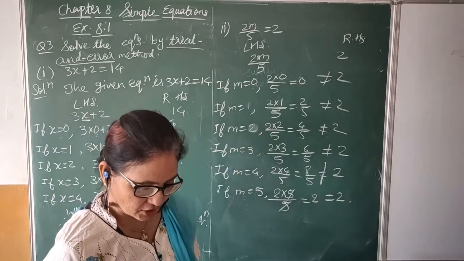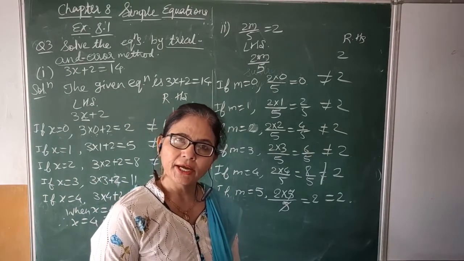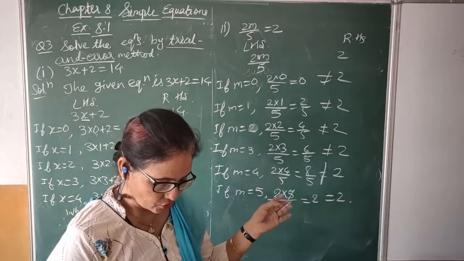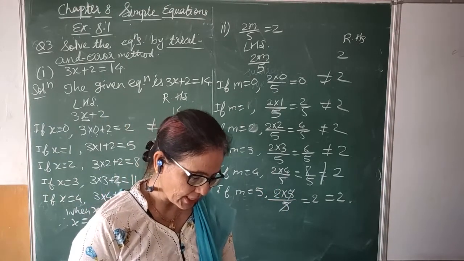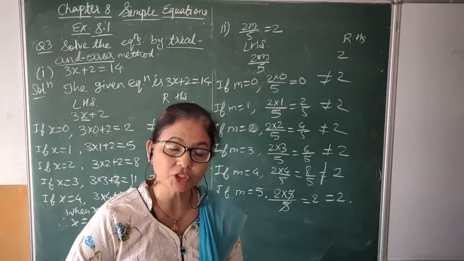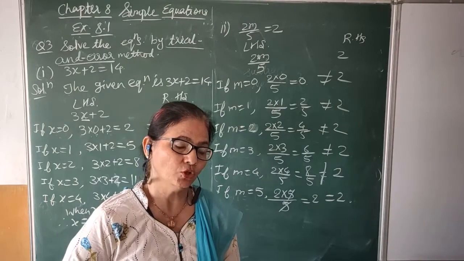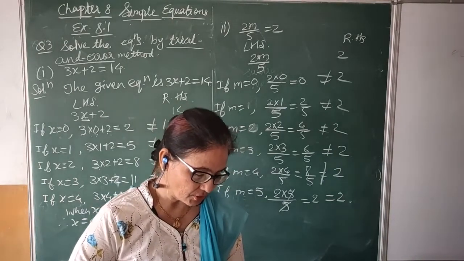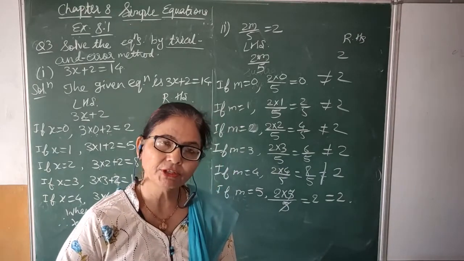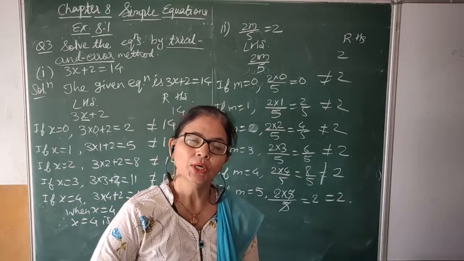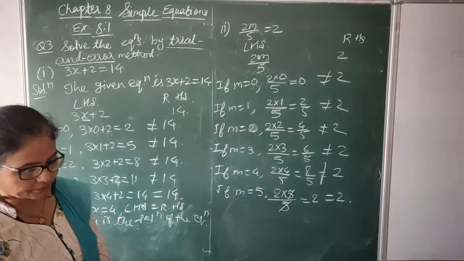So in this way children, all the sums of this question number 3 you have to try by the trial and error method. This is how we can solve the sums. Now let's write question number 4. Write the statement for each equation given below. This is the opposite of question number 1. In question number 1, the statement was given and you wrote the equation, and now equations are given to you. You have to convert them into statements. So let's move to question number 4.